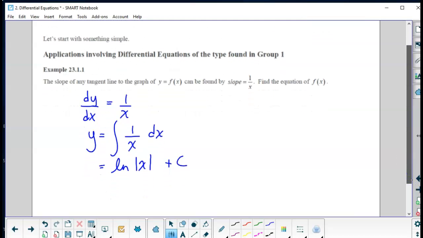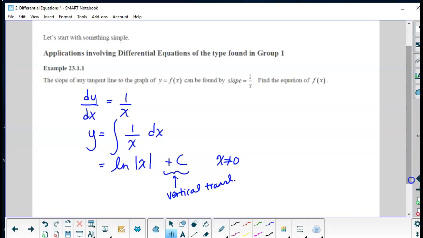Obviously, in this case, we know that x can't be 0, because it wouldn't be defined. And so what does this mean here? So our original function f of x, this just means it's a vertical translation. So ln of x works, ln of x plus 1, ln of x plus 100, ln of x minus 300. All of those will have a slope of 1 over x because they're just vertical translations of y equals ln of x.